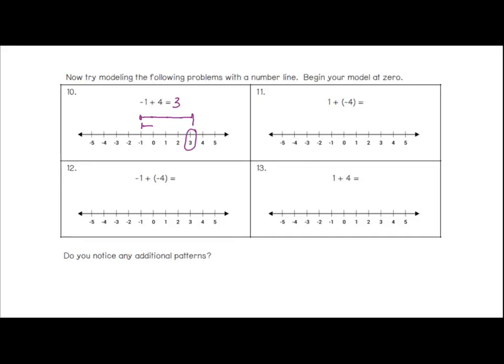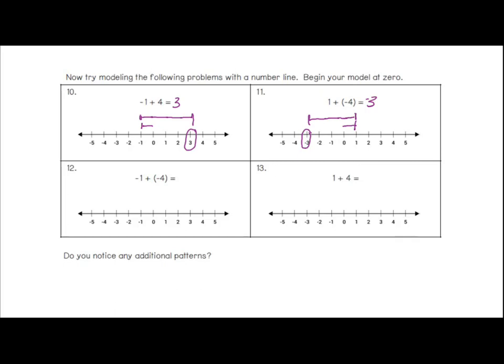On number 11, same thing. We're going to start at 0. And then we have to move to the +1. 4 is negative, so that means I'm going to come up above here, and I'm going to move to the left because it's negative 4 spaces. 1, 2, 3, 4. And this time I end up at -3.